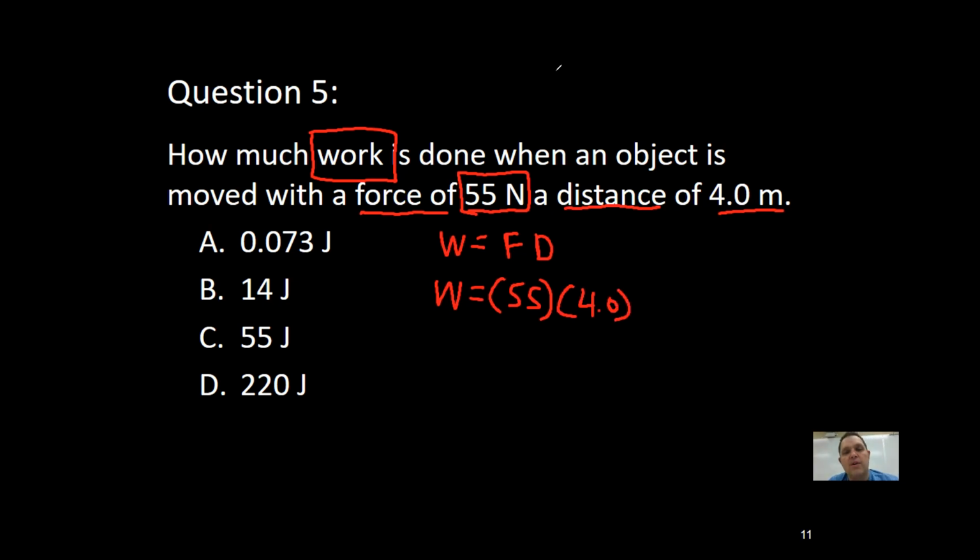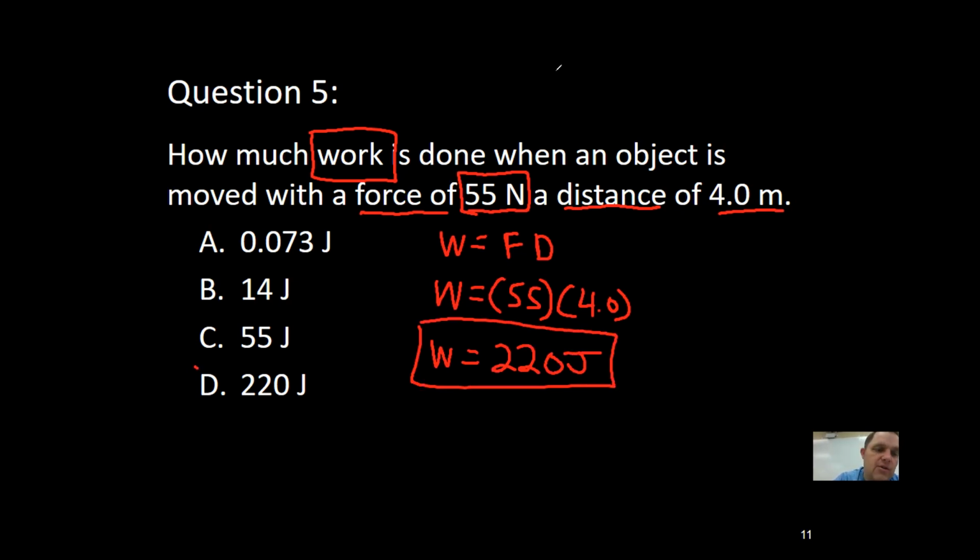So now once we've got that in there, we can put that into our calculator. Give you a second to grab your calculator to see what this is. What's that you say? Oh, yeah, I agree. It's 220 joules. So our answer in this one is D. Pretty straightforward question, asking work and giving you both of those.